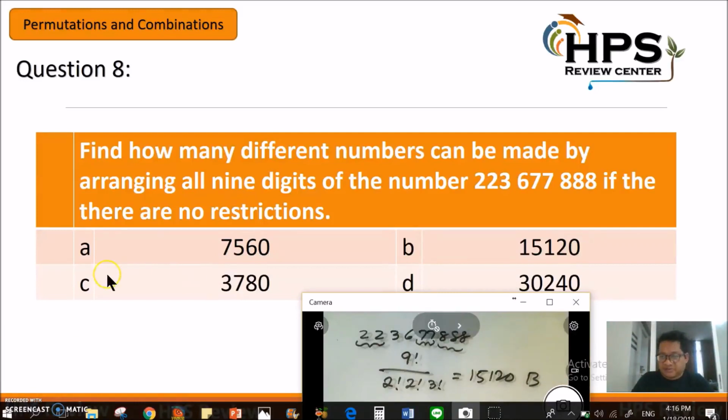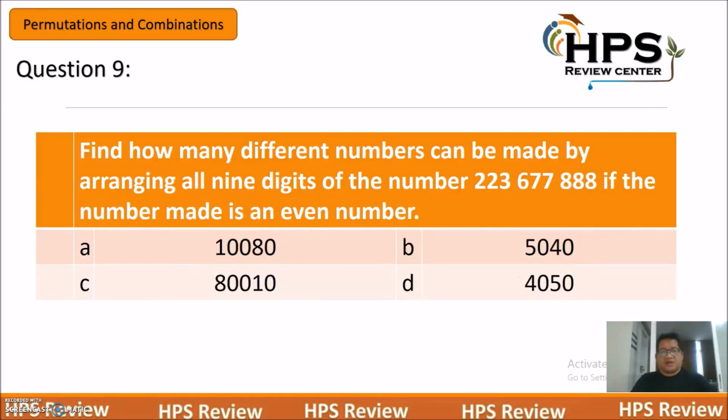Let's proceed to question number 9. Find how many different numbers can be made by arranging all the 9 digits of the number. This is a follow-up question: if the number made is even. Again, the strategy here, because it's a bit complicated now, is that you need to look at all the possibilities. If it's even, it means it ends with 2, with 6, or with 8.